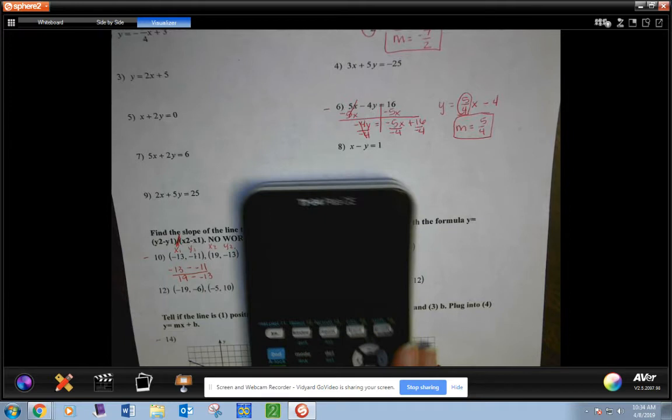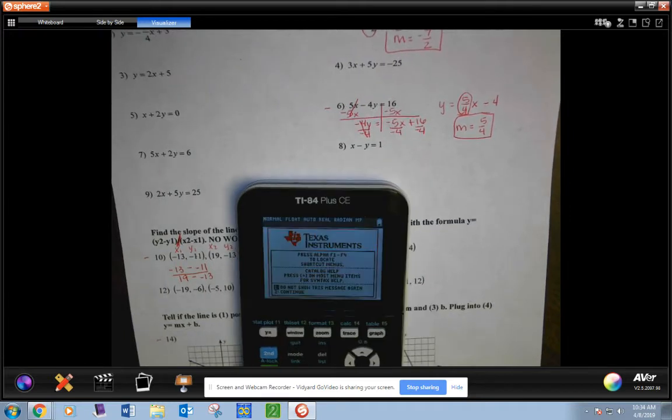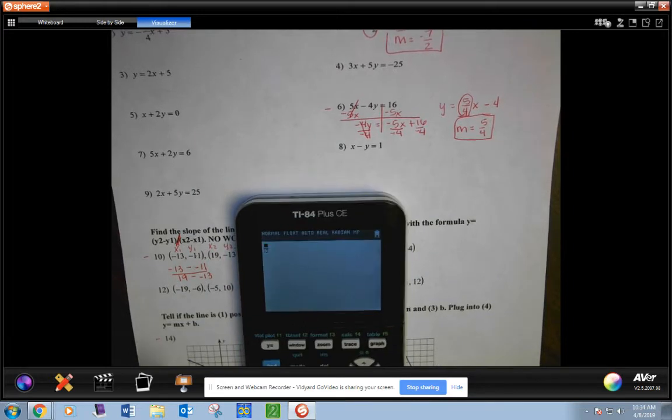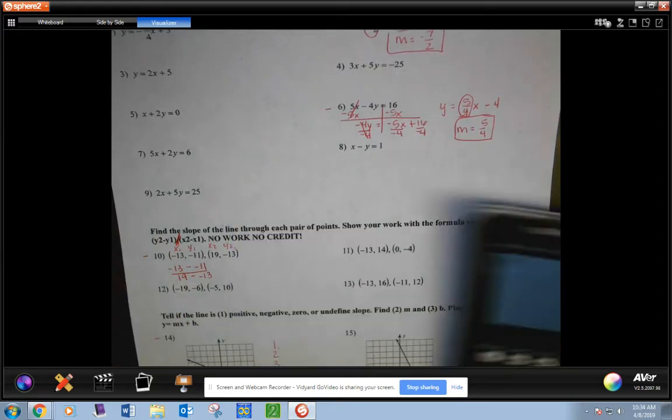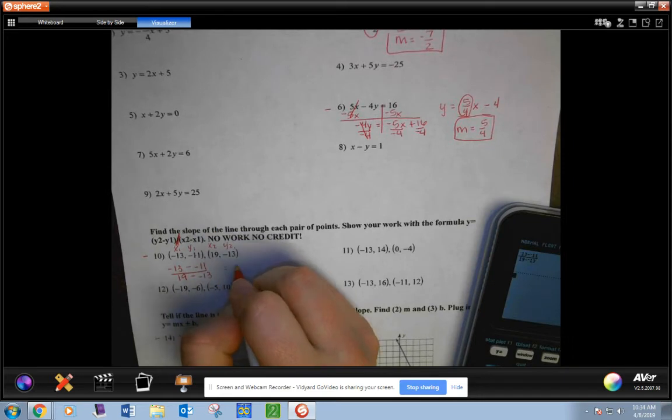If you don't want to have to change your double negatives, you don't have to. You can go straight to your calculator, open up a fraction, and type it the exact way it is. Negative 13 minus negative 11, and then 19 minus negative 13. And when you hit enter, it will simplify it for you. So my answer for this problem is negative 1/16.